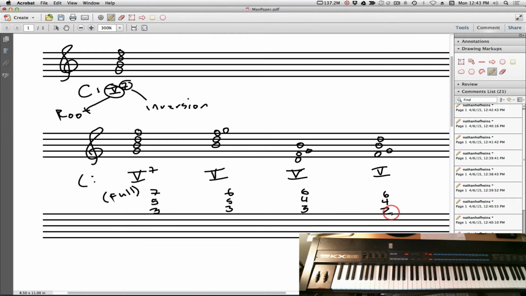Well, and you can write those, but the system has created kind of a shorthand, just like we did with our other inversions. Remember, with a first inversion triad, we just call it a 5-6. With a second inversion triad, we call it a 6-4. Well, we've got these other intervals now because we've got the seventh here.